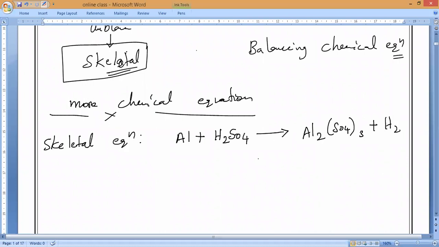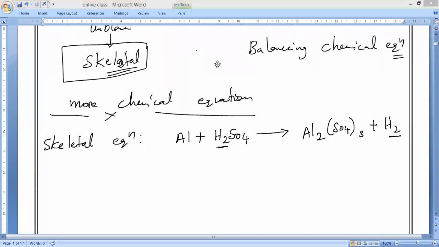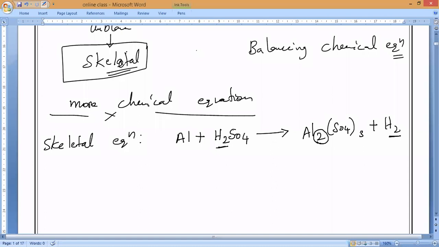First of all, which one will you balance? Hydrogen is already balanced: hydrogen 2 here and hydrogen 2 here. Then aluminum. You have to follow the steps also. Now here aluminum, how many? 2. So can I keep 2 here? Yes, sir. The aluminum is now balanced.